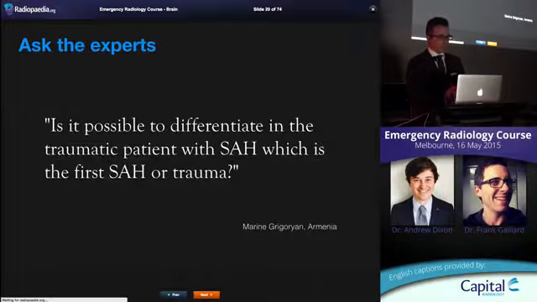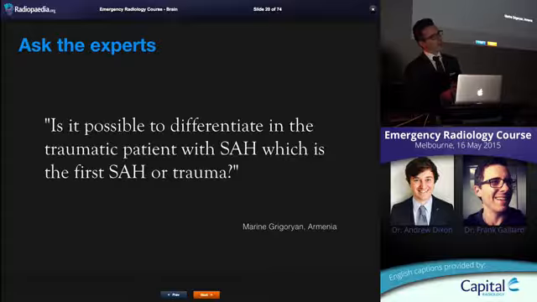One of our international questions: is it possible to differentiate, in traumatic patients with subarachnoid hemorrhage, which is first, the subarachnoid or trauma? At first you'd think that would be relatively straightforward, but the problem is that if you have a subarachnoid while on top of a ladder and then fall over and hit your head, you will have traumatic injuries as well. So what leads to your bump on head, fractured skull, hemorrhagic contusions and traumatic subarachnoid might all be due to the fact that you transiently lost consciousness from a primary subarachnoid. So the most important thing is a good story.